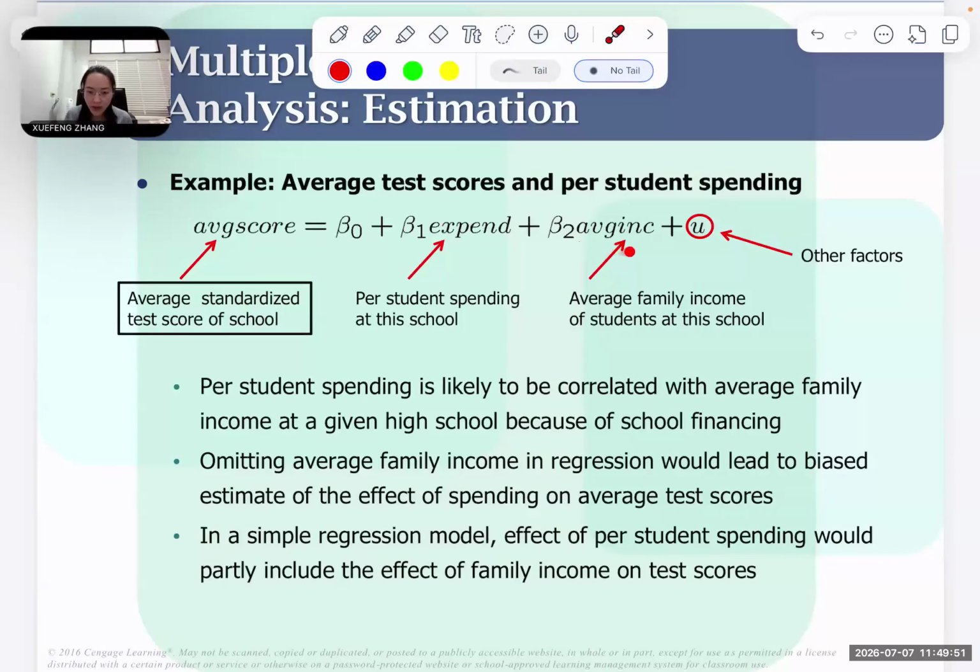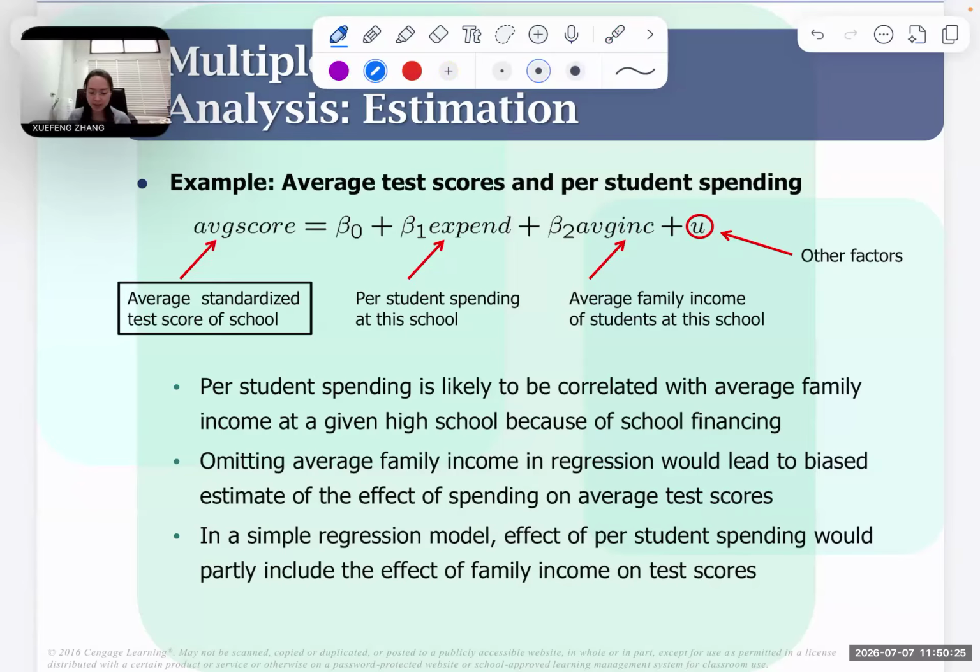So without controlling for average income, we would think spending has a bigger effect on the score than it really does. Some of that effect is really just richer kids doing better for reasons unrelated to school spending. This is the core motivation for multiple regression. Control for confounders or your estimate is biased.